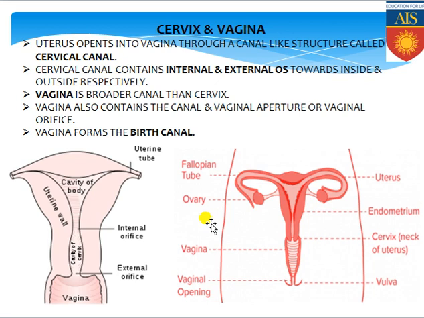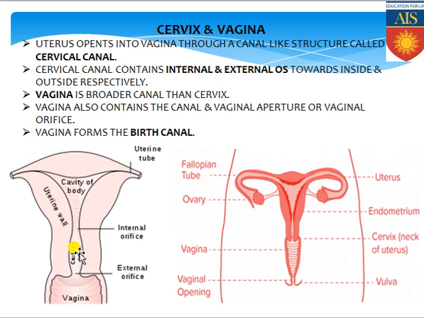Next, we are going to the last two portions of the female reproductive tract, the cervix and vagina, both shown here. First, the uterus opens into the vagina through a canal-like structure, commonly known as the cervical canal. After the uterus, this canal-like portion is the cervical canal.